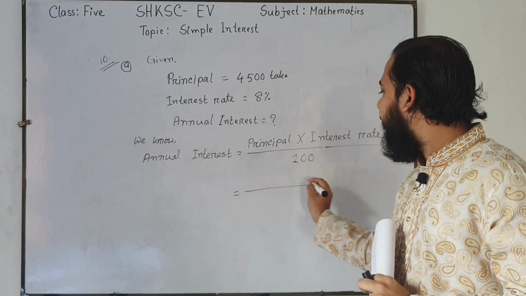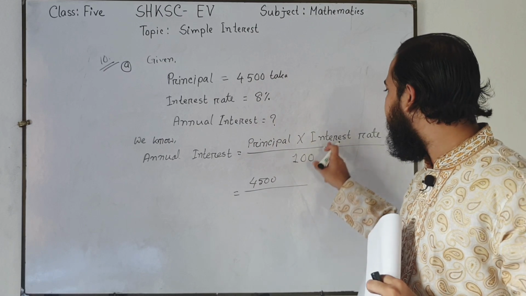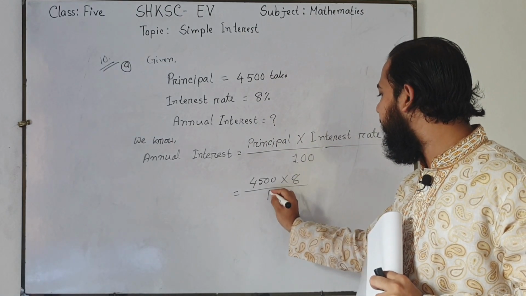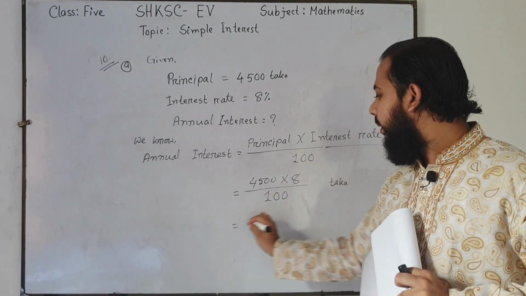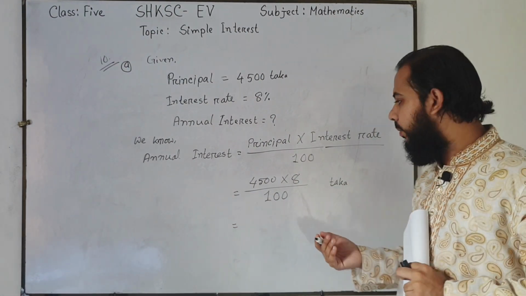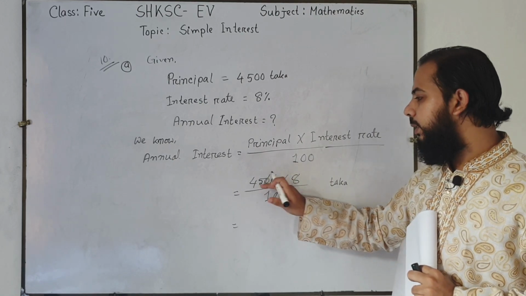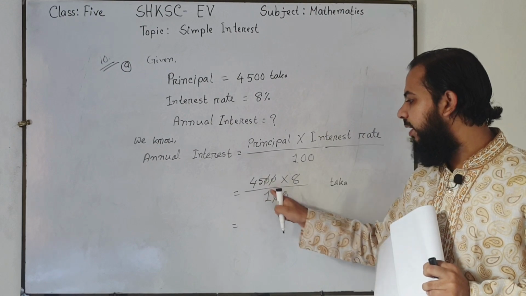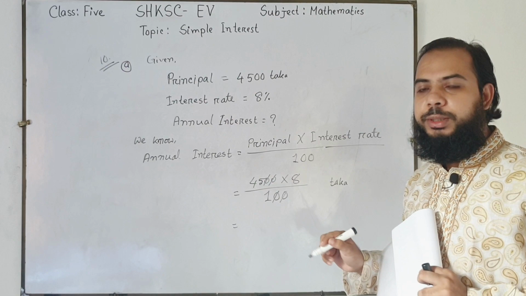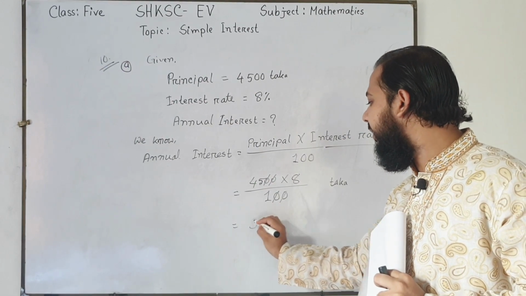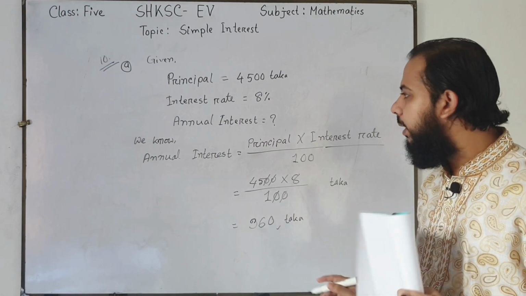Now we put these values. Principal is equal to 4,500, times interest rate 8, divided by 100. This is taka. All right, this will be our result. If we calculate, the two 0s in 4,500 and the two 0s in 100 will be cancelled. That means 4,500 divided by 100 will be 45 only, and 45 times 8 will be 360 taka. So this is our answer.